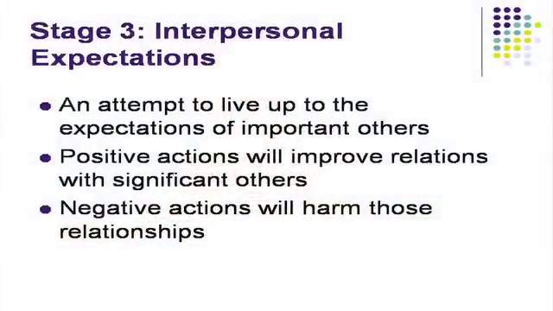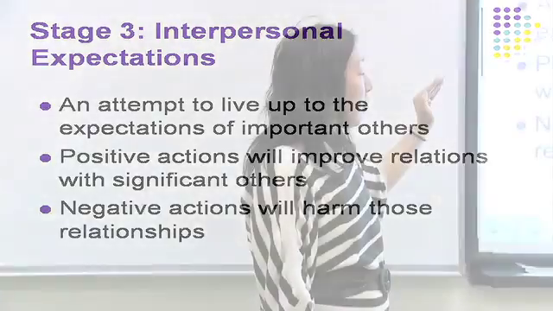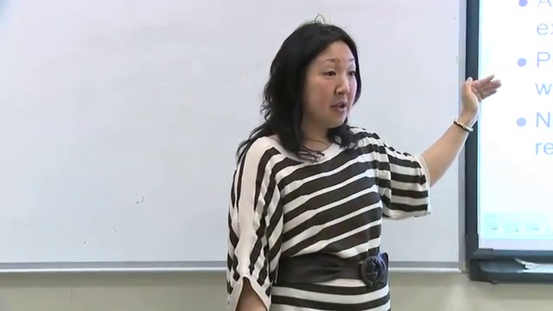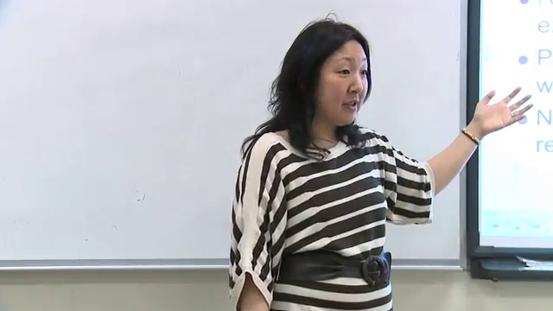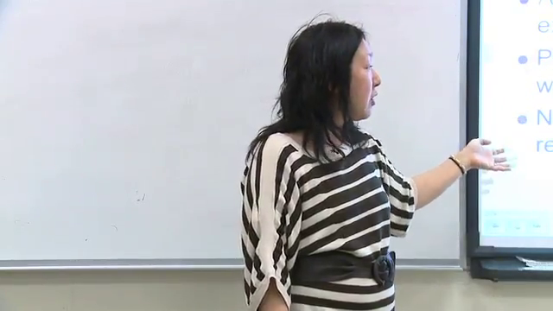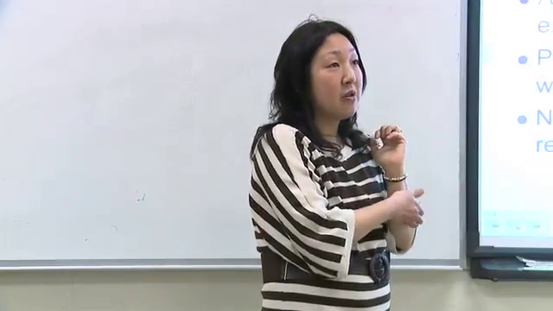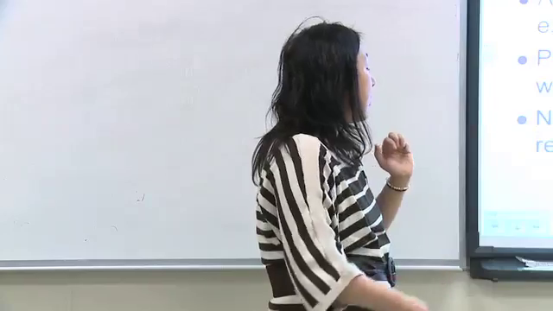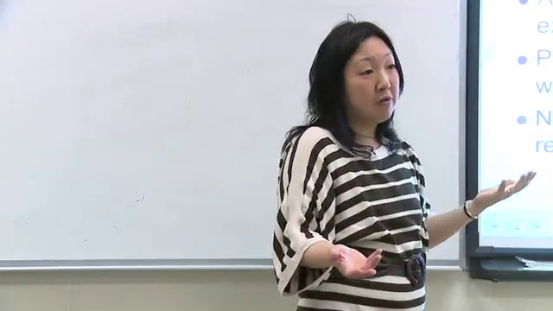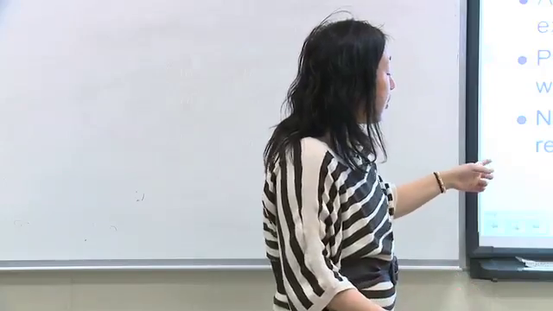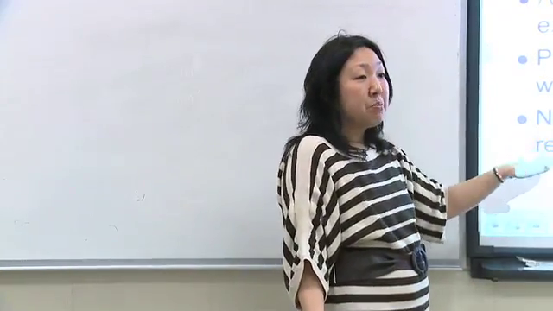Then stage 3, interpersonal expectations. An attempt to live up to the expectations of important others. So positive actions will improve relations with significant others, but negative actions will harm those relationships. So your parents might want you to study computer science, but then you're not interested, and you wanted to study psychology. If you decided to just study psychology instead of computer science, you might make your parents unhappy because you didn't follow what they wanted. So you might have some bitter relationship.